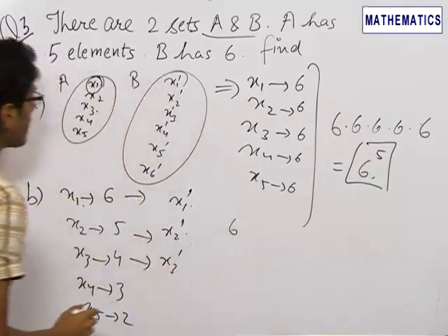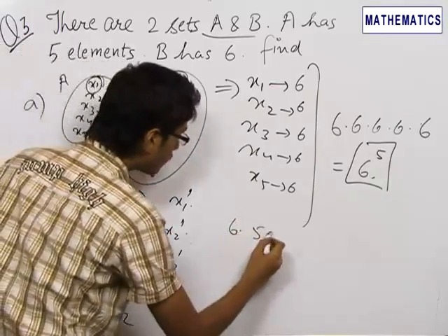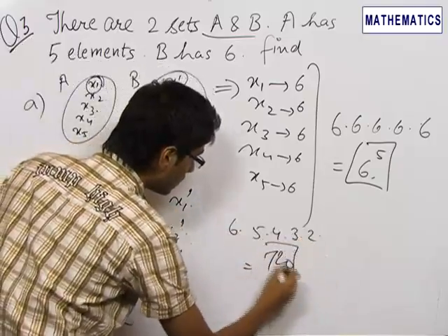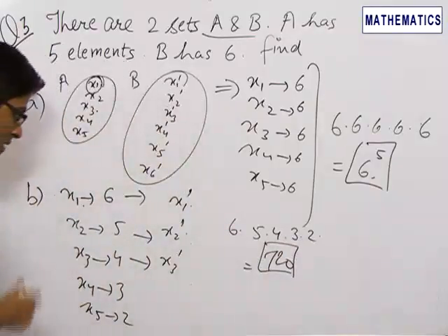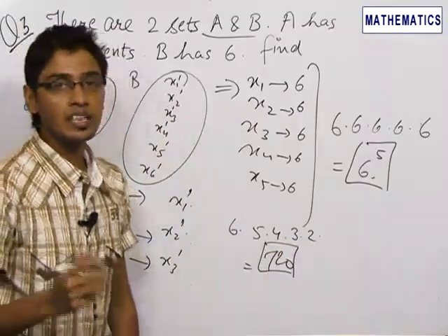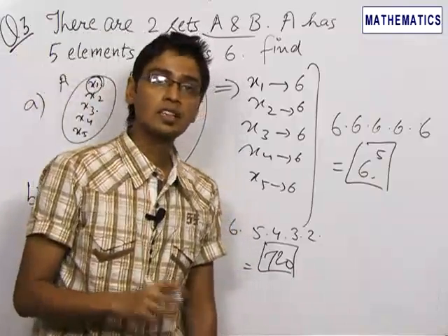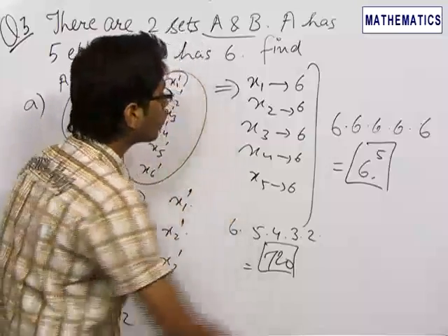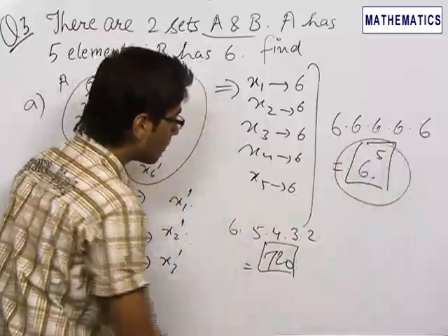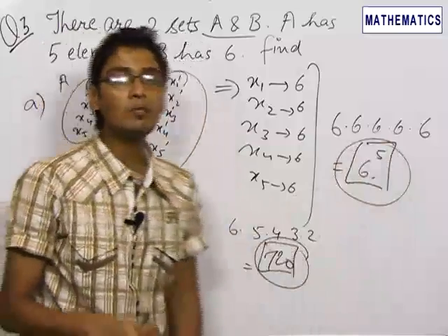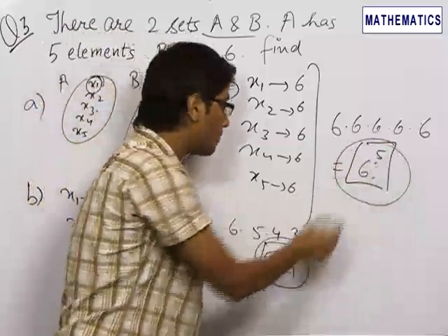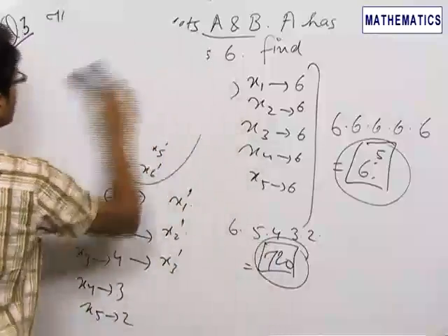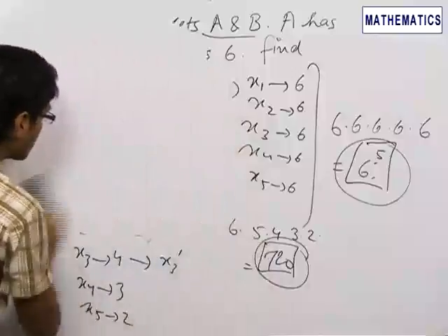So the number of 1 to 1 mappings from A to B is 6 into 5 into 4 into 3 into 2, which is equal to 720. Now you must be thinking, what is the number of many one mappings? The number of many one mappings plus the number of one mappings is equal to the number of total mappings. The number of total mappings is 6 power 5. The number of one mappings is 720. So the number of many one mappings from A to B is 6 power 5 minus 720. This 720 is the answer for our second part, the number of injective functions possible.